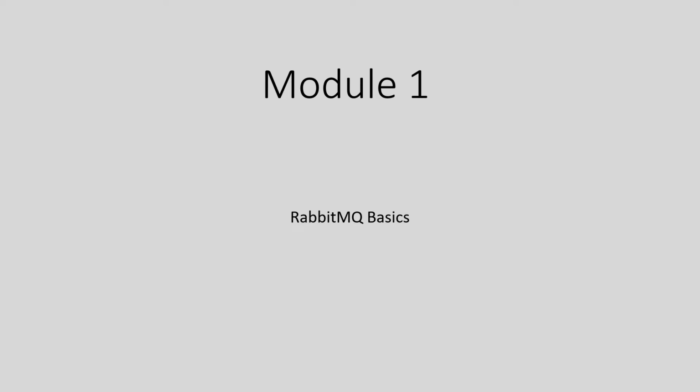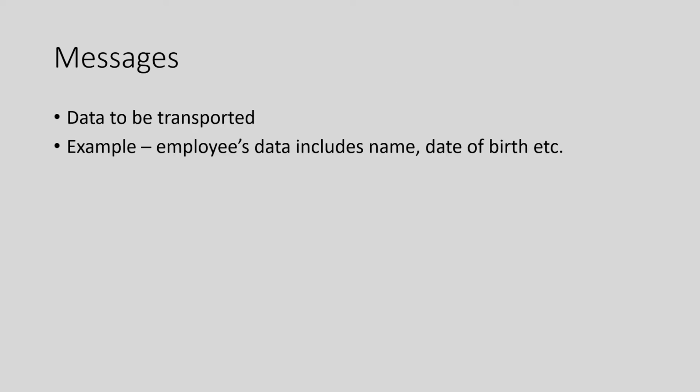In this video, we'll see the basics of queuing system and how RabbitMQ uses queuing system to successfully deliver messages. So, what are messages? Messages are data to be transported. Example: employees data includes name, date of birth, etc. Messaging system sends messages from one user to one or more users. So, example of sending messaging system is sending receiving messages over a cellular network.